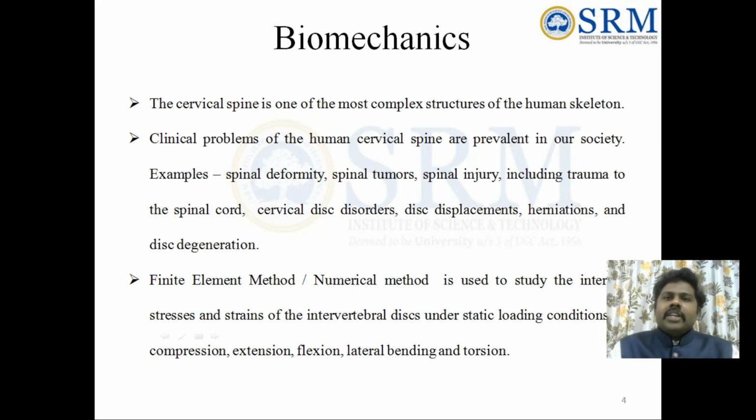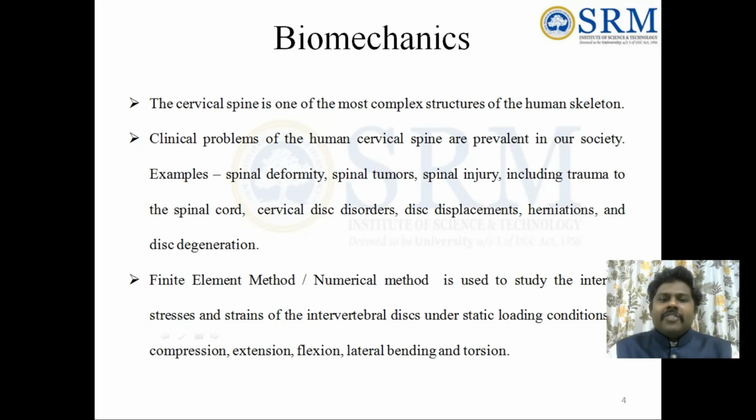And cervical disc disorder: sometimes this happens in our neck. For example, while we are looking at computers or television for a long time, the disc will go into degeneration or disorder. Because of this, more problems may occur. And after that, disc displacement: the disc will move from its original orientation to a new orientation. That is called disc displacement or herniation, and at last it will come to a problem called disc degeneration. So these are the major problems of the spine.